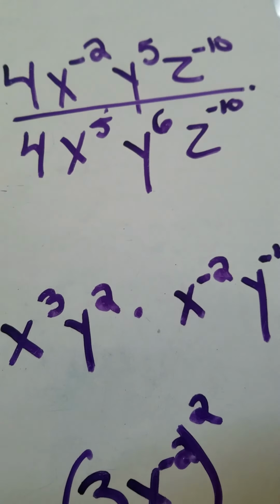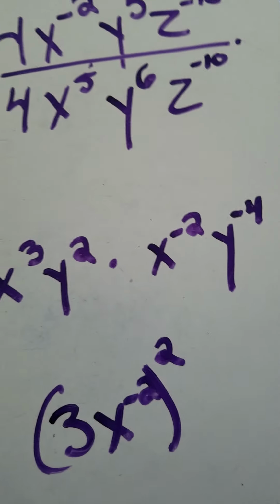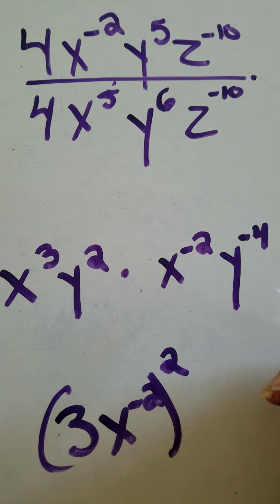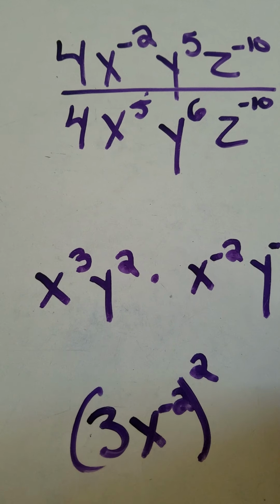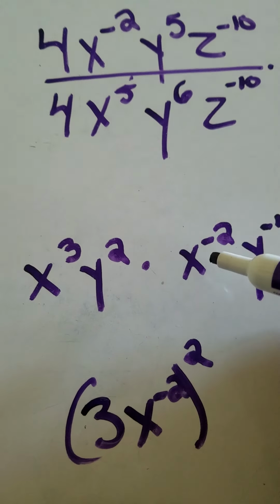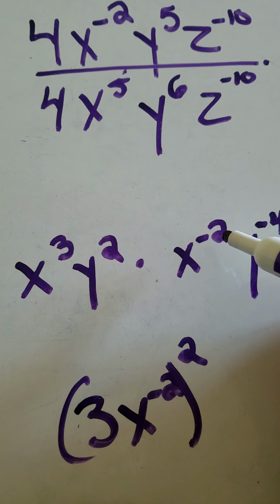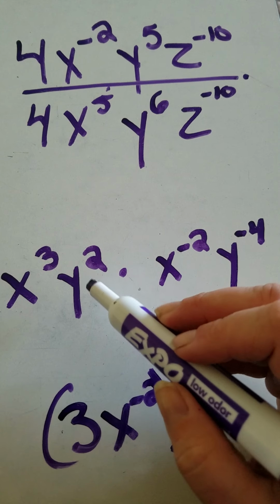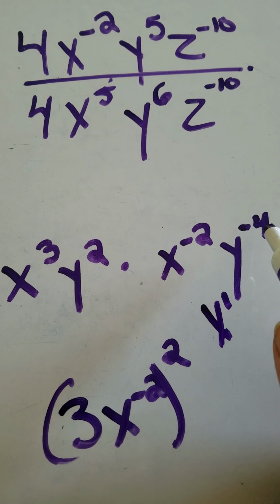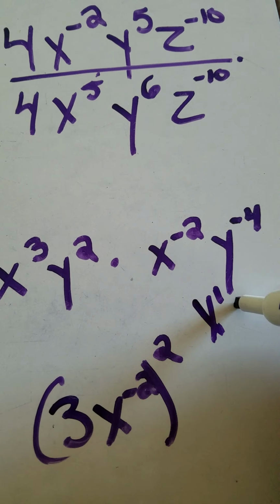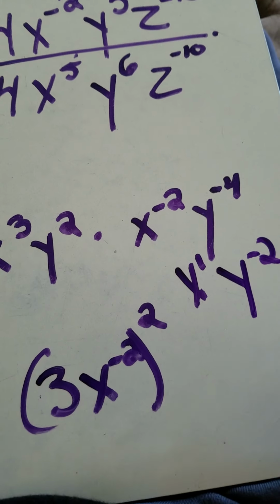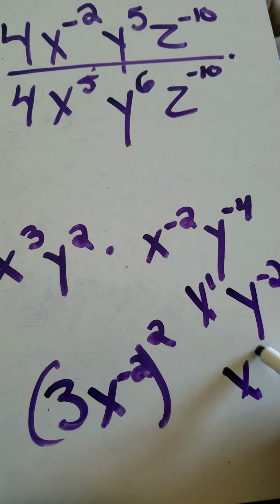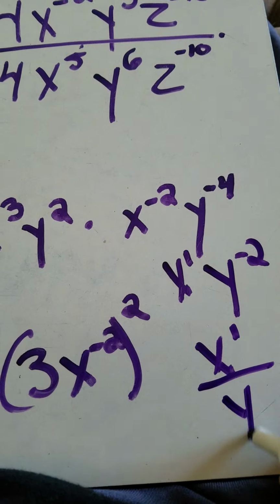How about this one? So I take those, and I need to add them because they're side by side. So the x to the 3 times x to the negative 2, I add those, it becomes x to the 1. Y to the second plus the negative 4 becomes the negative 2, so y to the negative 2, I move them, x to the first over y to the 2.